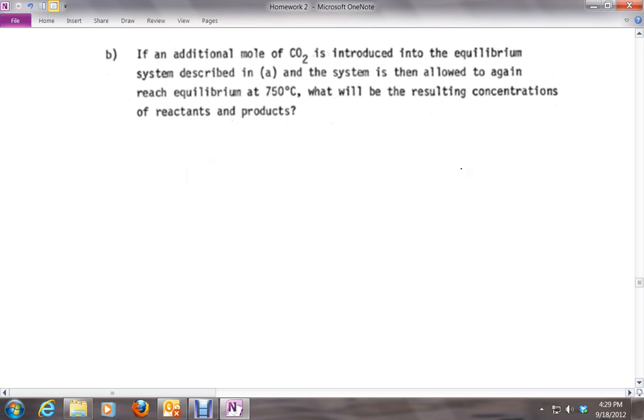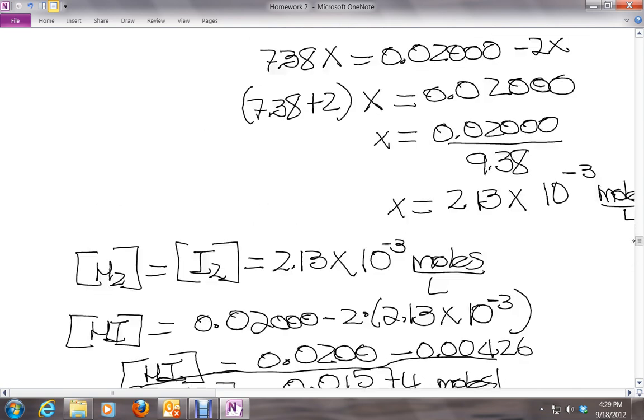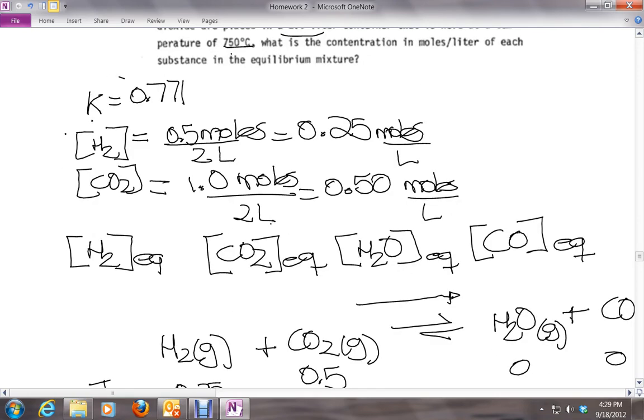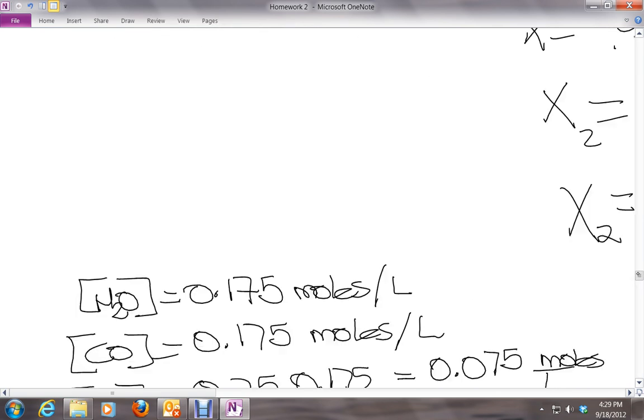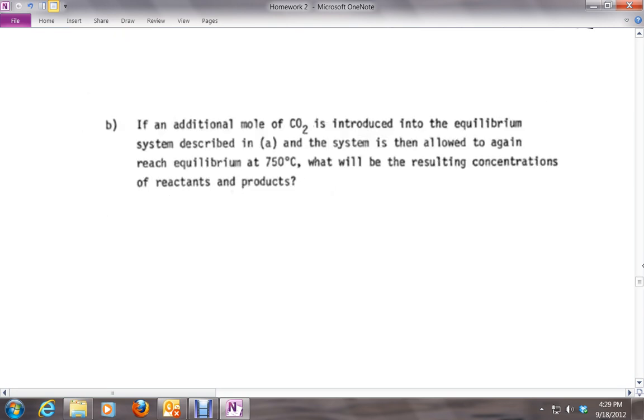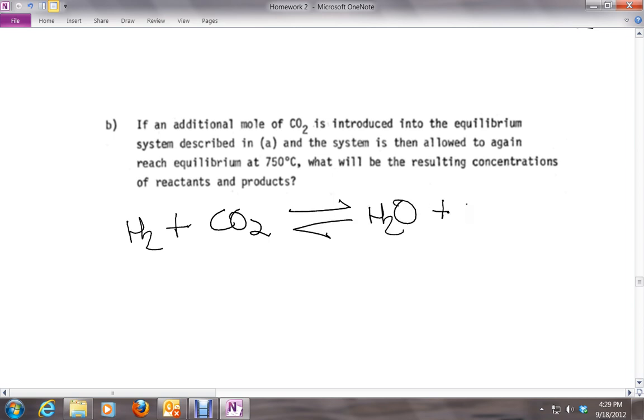And on the concentration, we did something very similar, but let me show you. We had 1 mole and the volume was 2 liters. So let's take the equilibrium concentrations as the initial ones now. Let me write the reaction again. H2 plus CO2 gives me H2O plus CO.